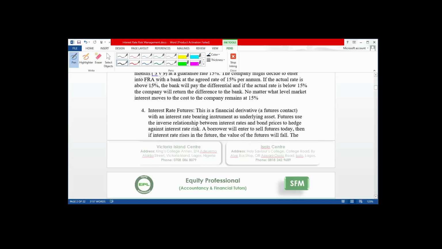Please always remember, when interest rate rises, value of futures fall. When interest rate falls, value of futures rise.